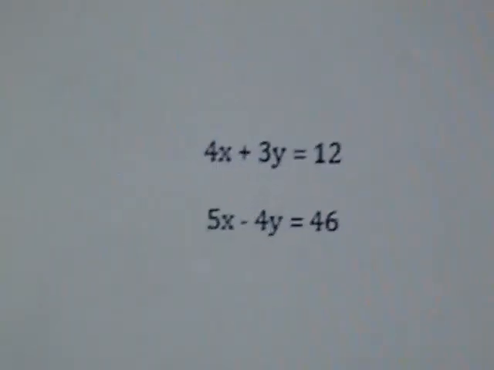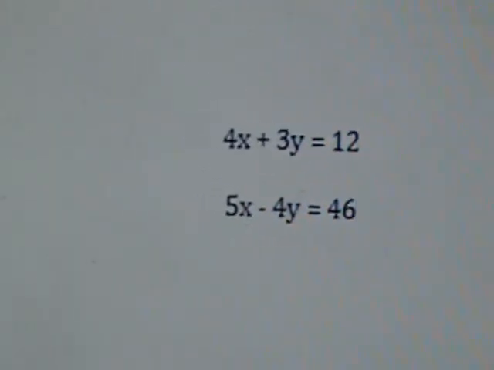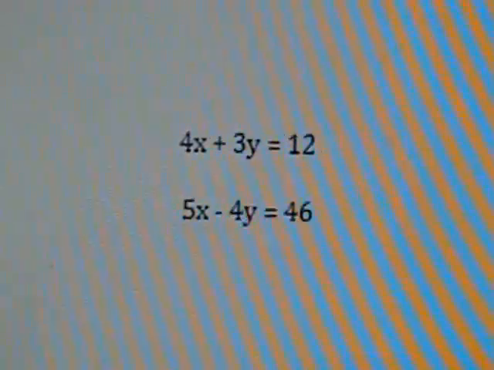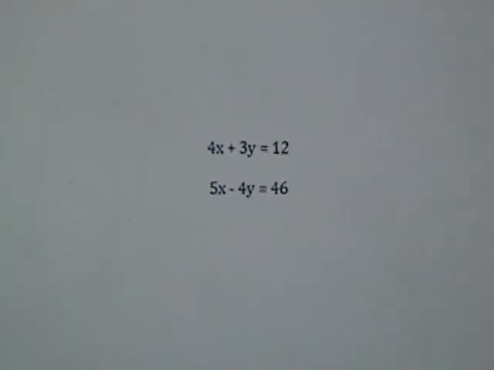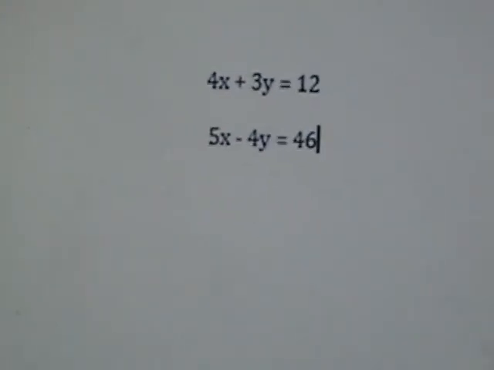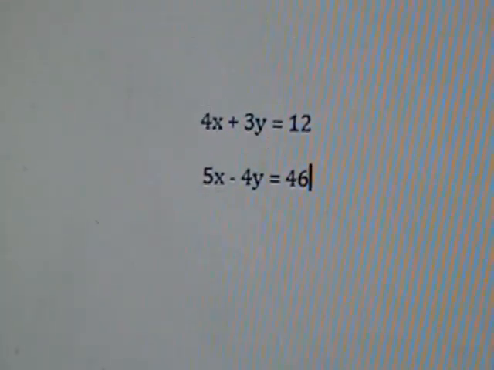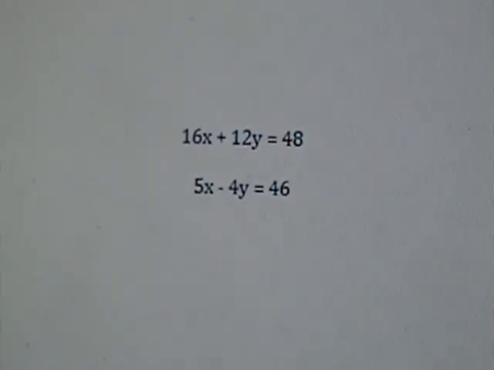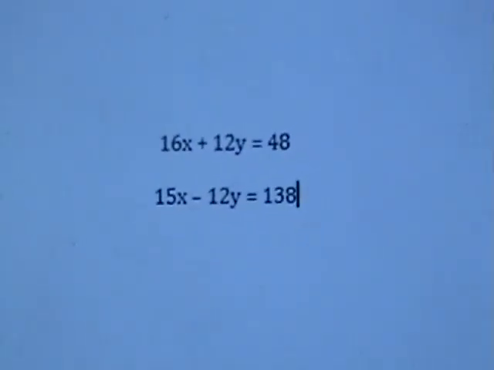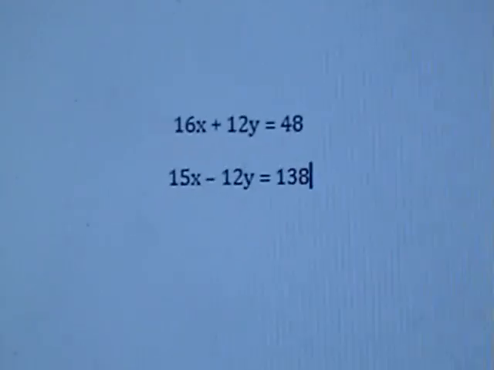Anyway, say we want to make the y's the same. In order to make them the same, we find the least common multiple of 3 and 4, which is 12. And in order to get 12y, we multiply our first problem by 4. So, 12x plus 12y equals 48. The other problem we multiply by 3. So, 15x minus 12y equals 138.